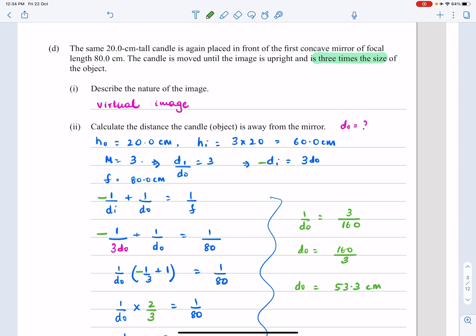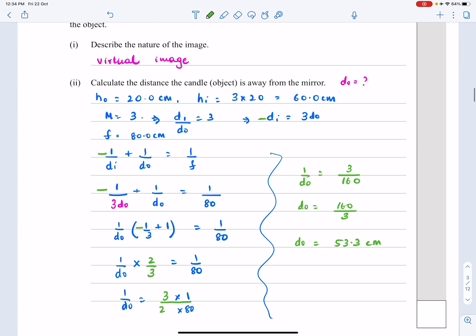Okay, focal length, it's a concave mirror, so that has to be positive. So this is your lens formula, where 1 over di plus 1 over do equals 1 over f. Important thing, put the minus sign there because it's a virtual image. So in place of di, I've just put 3do so that I don't have so many unknowns. And then I just do negative 1/3do plus 1 over do equals 1 over 80.